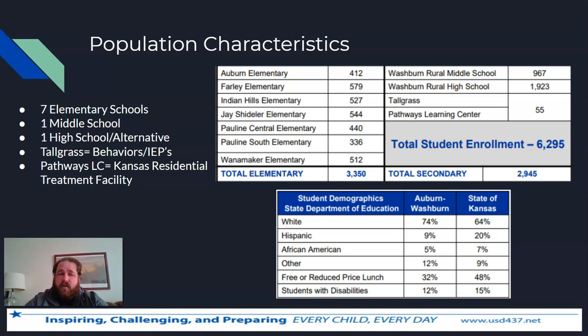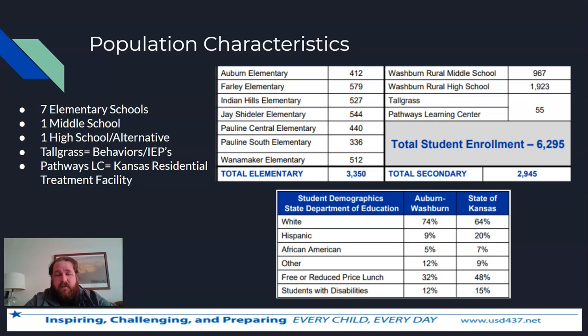As you can tell from our graphs on the right, we have 3,300 elementary students currently in those 7 buildings. Our middle school is just under 1,000, and our high school is just under 2,000 students. We currently have about 55 in between Tallgrass and Pathways Learning Center. That brings our total enrollment for all schools to 6,300. So we are a very large school district. We are one of the larger school districts in Kansas, a little bit less than maybe the Kansas City, Olathe metro area schools.